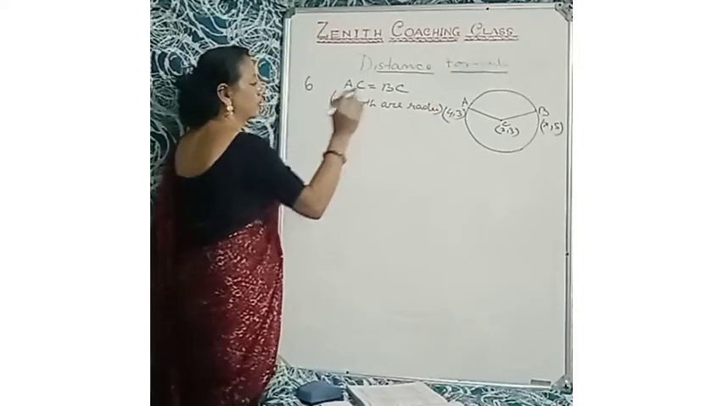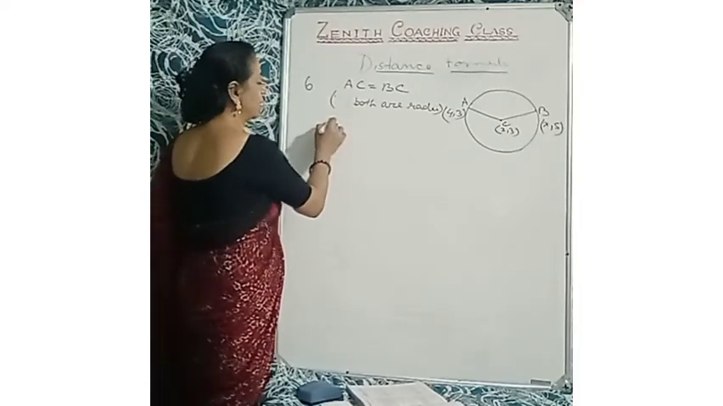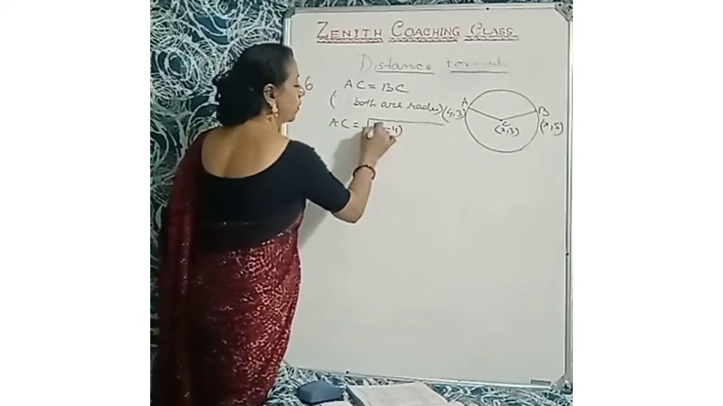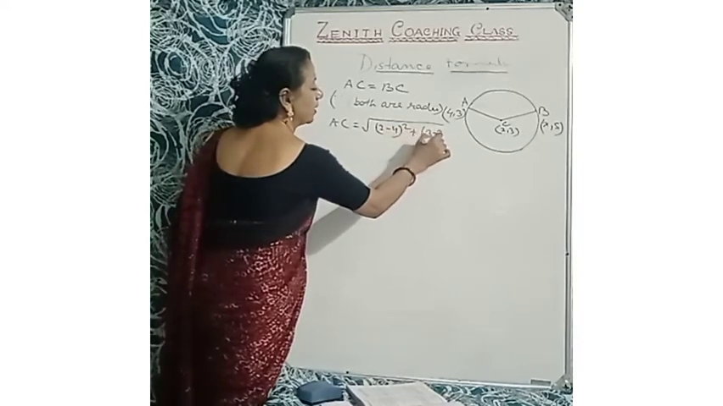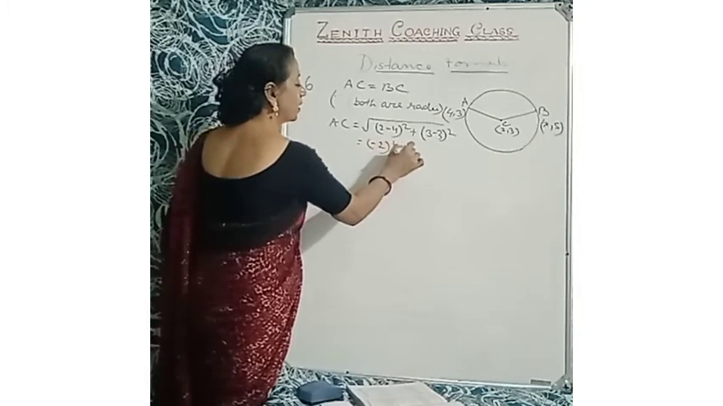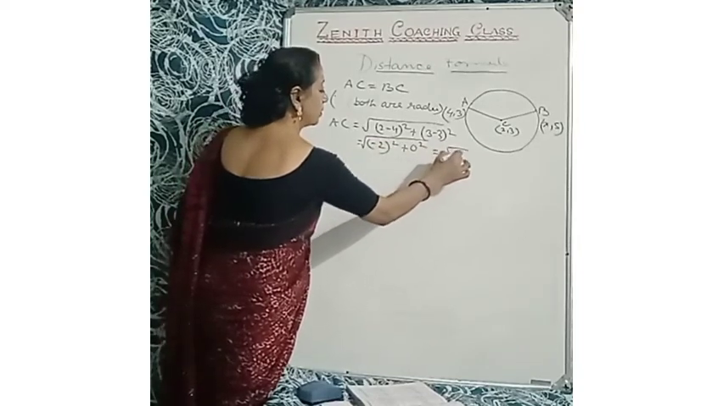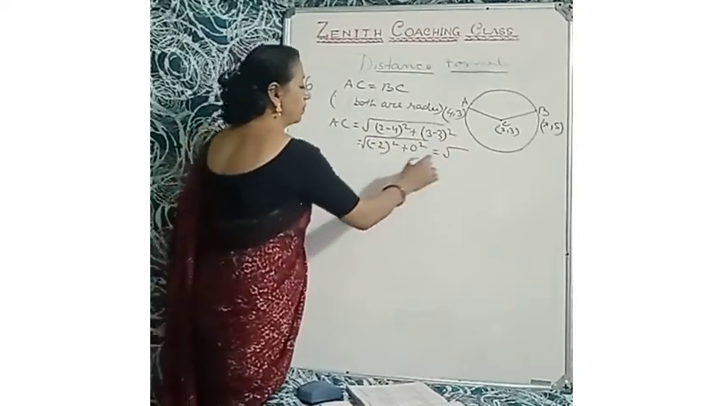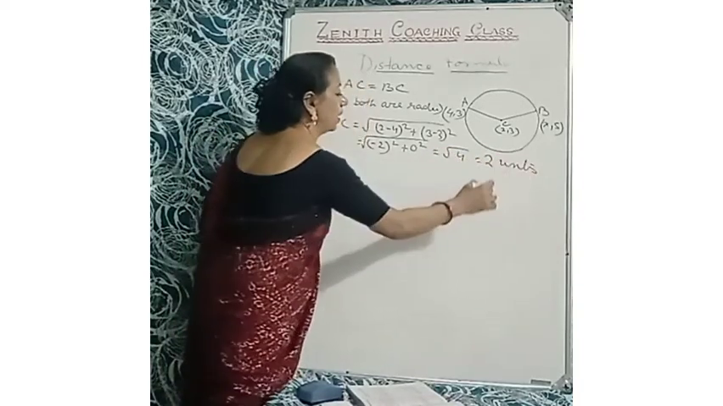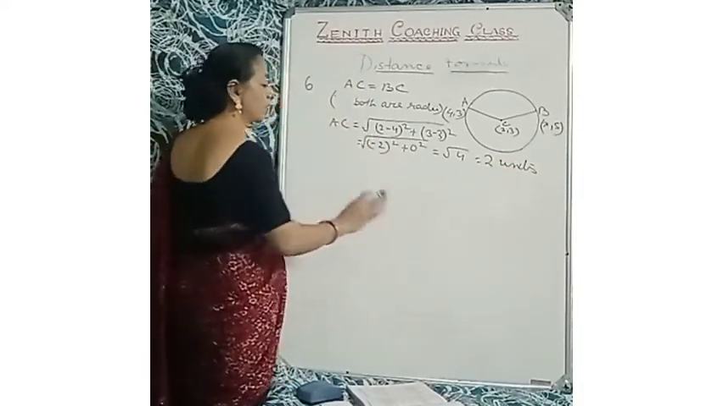Then AC equals BC. Distance AC equals √((2 - 4)² + (3 - 3)²). So 2 minus 4 is minus 2, square, plus 0 square. Minus 2 square is 4, so the distance is 2 units. Understood?